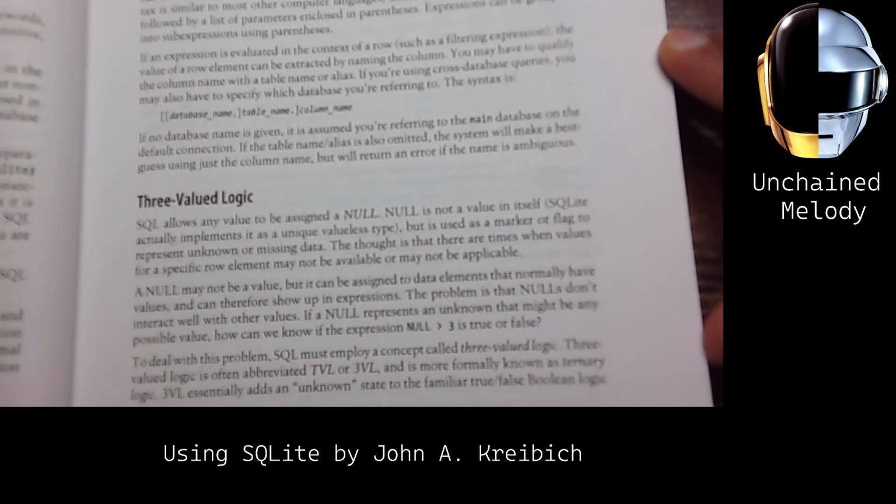Three-valued logic. SQL allows any value to be assigned a null. A null is not a value in itself. SQLite actually implements it as a unique valueless type, but it is used as a marker or flag to represent unknown or missing data. The thought is that there are times when values for a specific row element may not be available or may not be applicable. A null may not be a value, but it can be assigned to data elements that normally have values and can therefore show up in expressions.